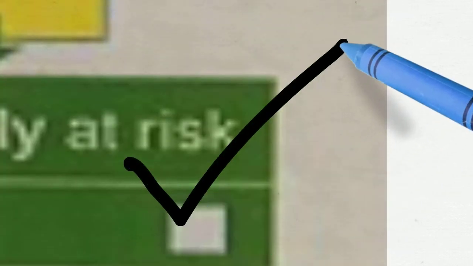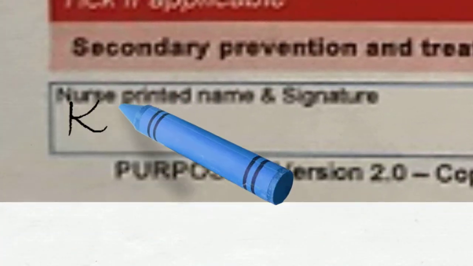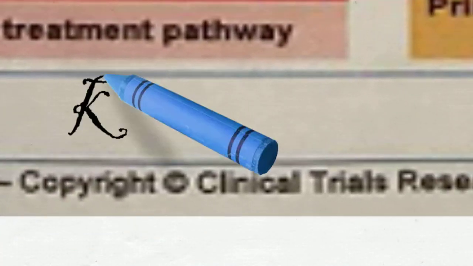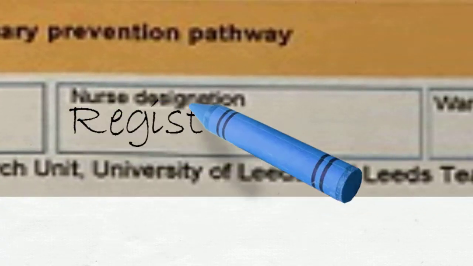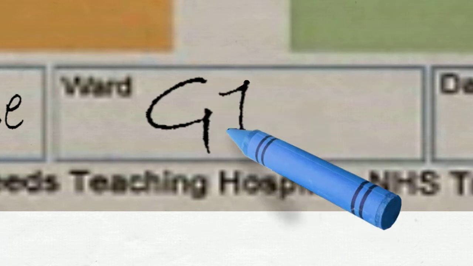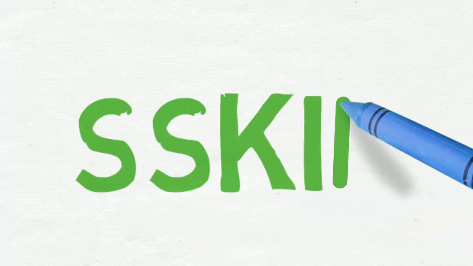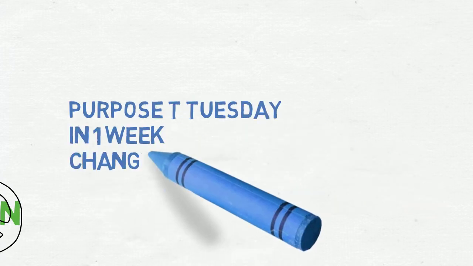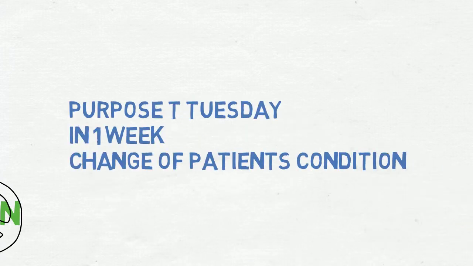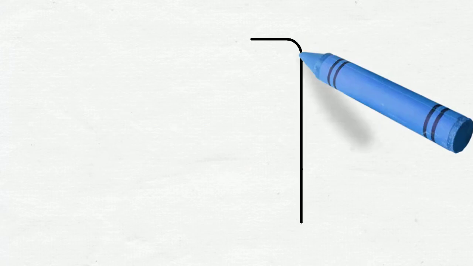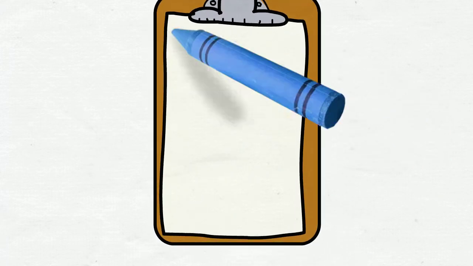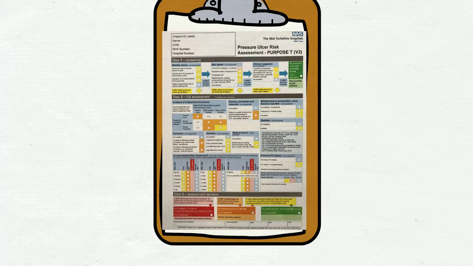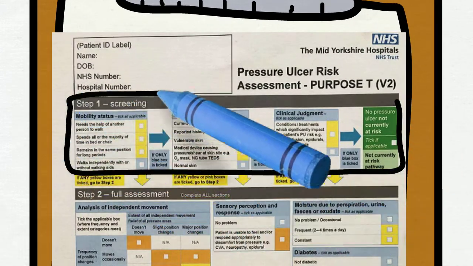Tick the green box again at the bottom of the form. Print your name, sign, add designation, along with ward, date and time. There is no need to commence a skin pathway at this point, but reassessment of the patient is required in 1 week or Purpose T Tuesday, whichever is sooner, or if the patient's condition alters in the following categories: mobility status, skin status, or clinical judgment.